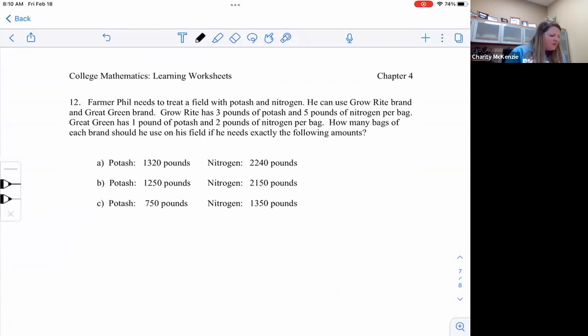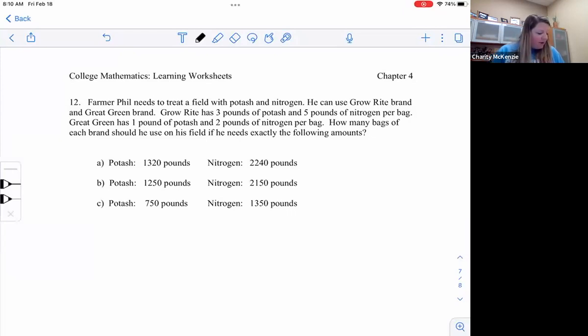Farmer Phil. So he needs to treat his field with potash and nitrogen. I don't know how that's exactly said, potash. He can use Grow Right brand and Great Green brand. Grow Right has 3 pounds of the potash, 5 pounds of the nitrogen per bag. Great Green has 1 pound and so forth.